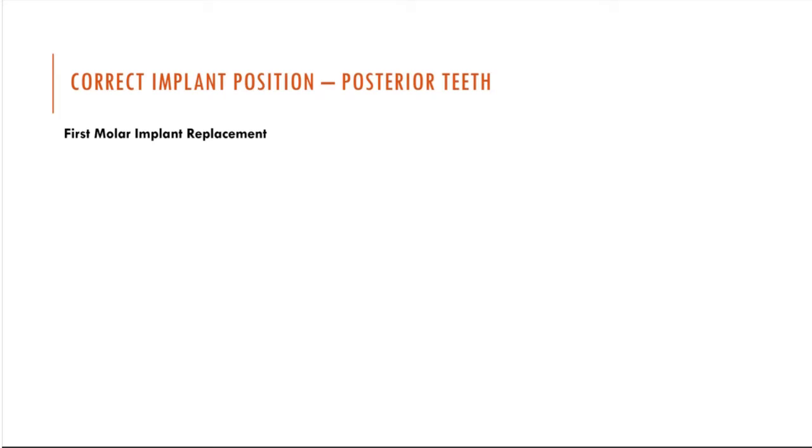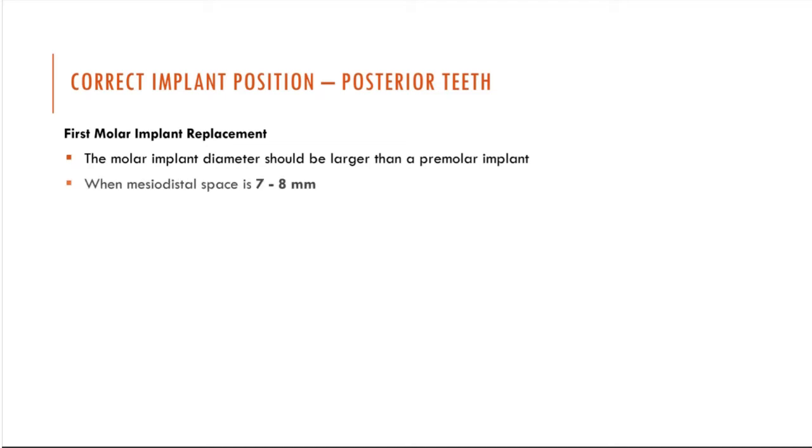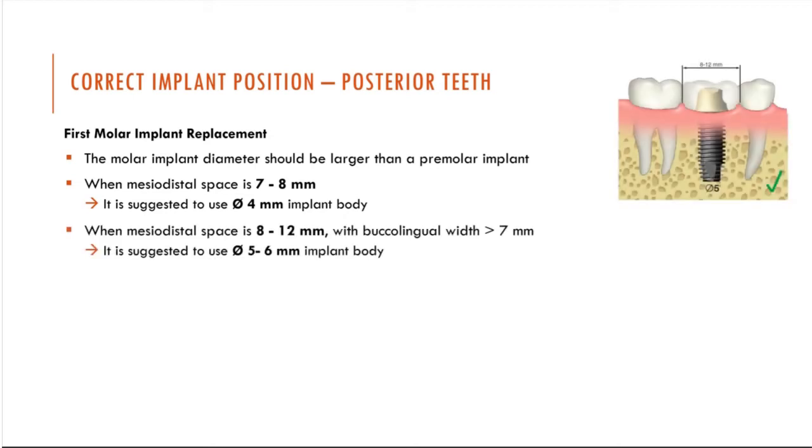For the first molar implant replacement, the molar implant diameter should be larger than a premolar implant. When the mesiodistal is 7 to 8 millimeters, it is suggested to use a 4 millimeter implant body. And when the mesiodistal is 8 to 12 millimeters with buccolingual width more than 7 millimeters, it is suggested to use a 5 or 6 millimeter diameter implant body.